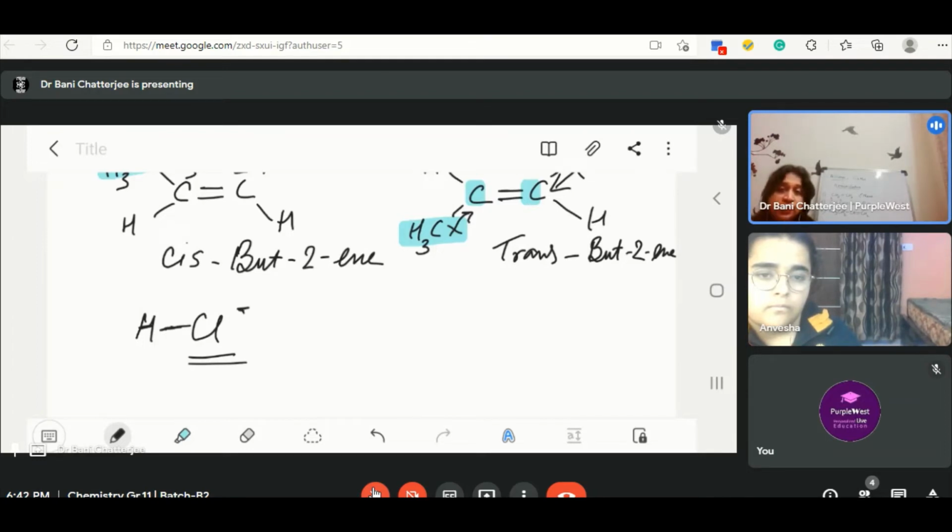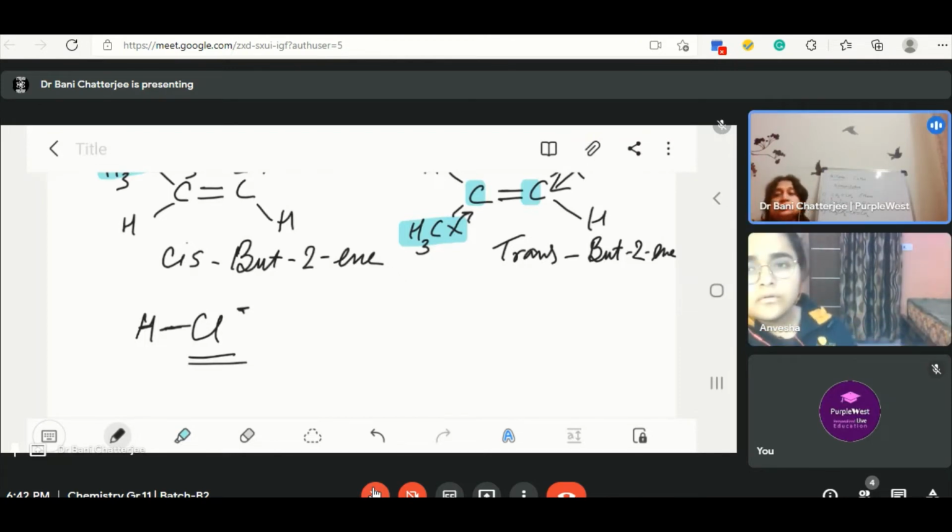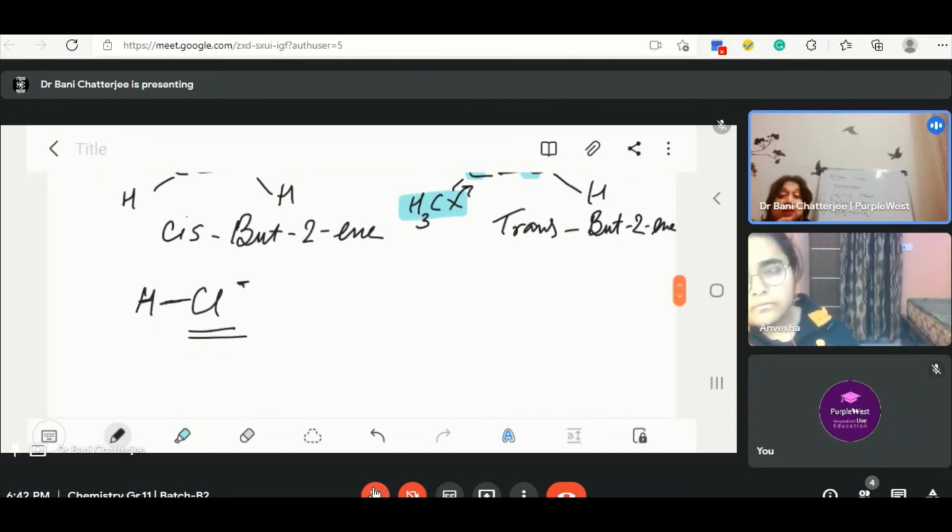You remember the periodic table. You know the periodic table? Yes, ma'am. So do halogens belong to the right side of the periodic table or the left side? Ma'am, halogens belong to the right side of the periodic table. Okay. So left to right in a period, the electronegativity increases or decreases? Ma'am, from left to right, it increases. It increases, because the size decreases.